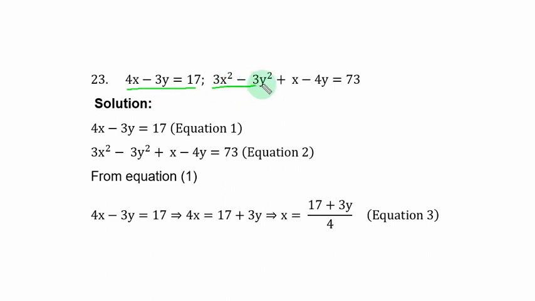3s squared minus 3y squared plus s minus 4y equal to 73. Now in this example, we cannot use the first approach because no side is equal. So for this, we have two equations. First equation is 4s minus 3y equal to 17, equation 1, and equation 2, 3s squared minus 3y squared plus s minus 4y equal to 73.